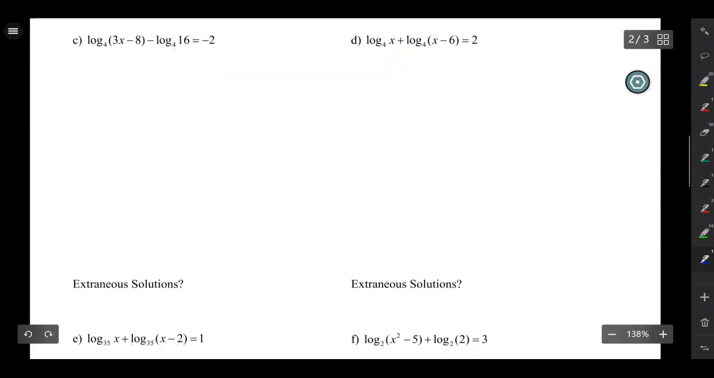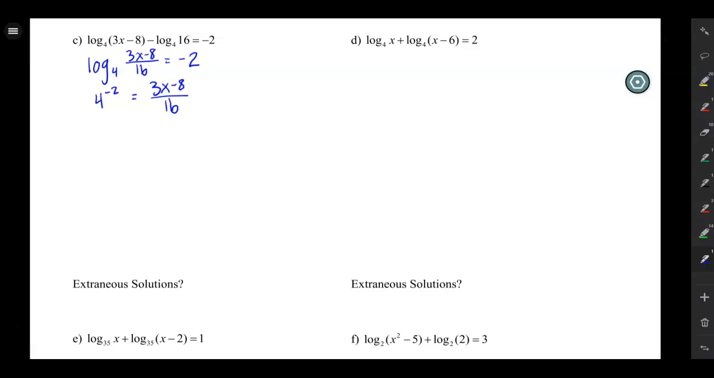All right, let's take a look at this next example. So I have 2 logs here, so I'm going to start by condensing them. So log base 4, since I'm subtracting here, I'm going to do 3x minus 8 over 16 is equal to negative 2. Then I'm going to rewrite this as an exponential. So 4 to the negative 2 is equal to 3x minus 8 over 16. 4 to the negative 2 is 1/16. Remember, our negative exponents create fractions. So I'm left with 1 over 16 equals 3x minus 8 over 16.